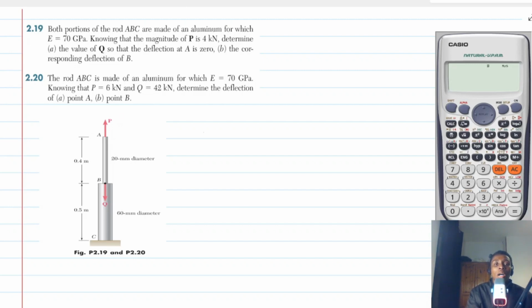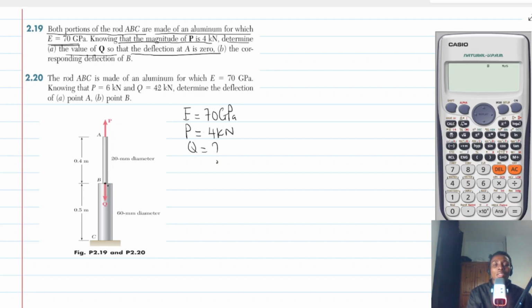Now let's read it. Both portions of the rod ABC are made of an aluminium for which E is 70 gigapascal. So basically, E for aluminium we know as 70 gigapascal. Now, knowing that the magnitude of P, for the first part of the problem, P is 4 kilonewton, determine the value of Q, so we don't know, so that the deflection at A will be 0.